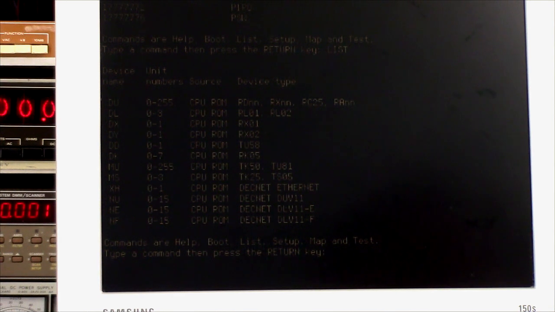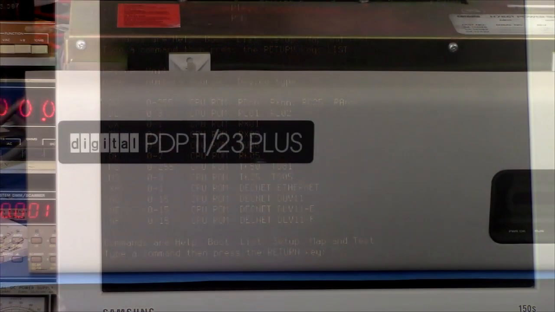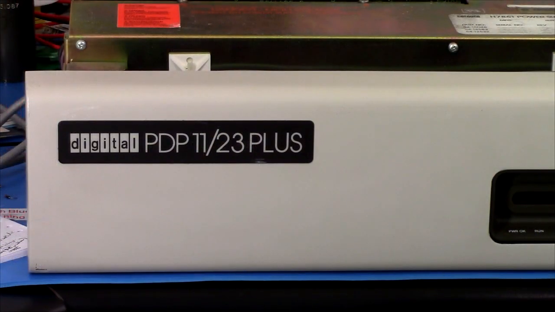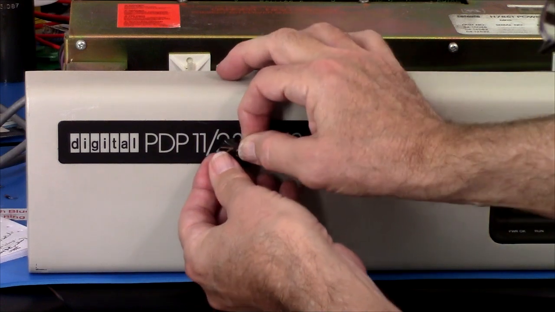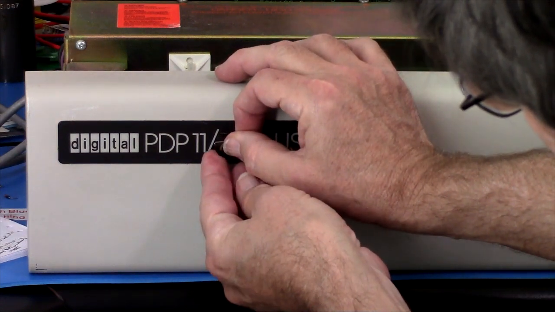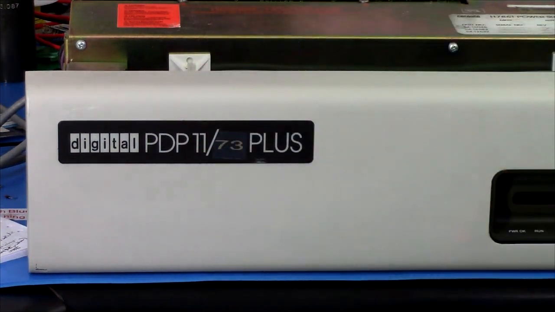So what I'm going to do, the most important thing, is proper labeling. It's no longer a 23 plus, it's a 73 plus. And in this case, the plus being the PMI memory.